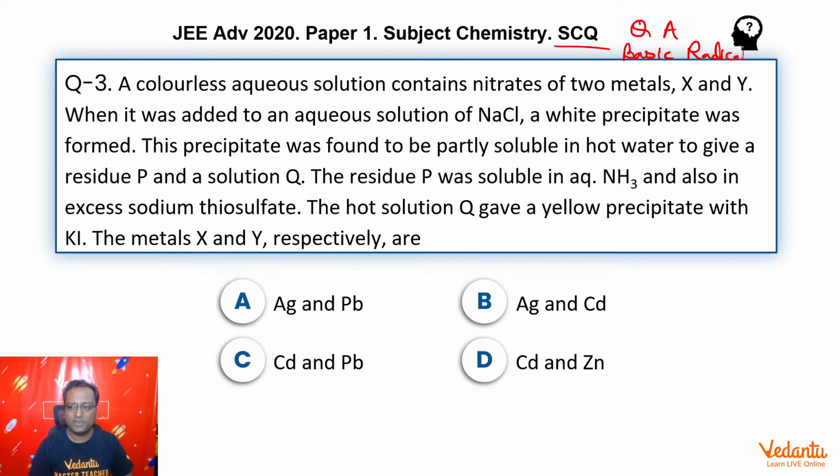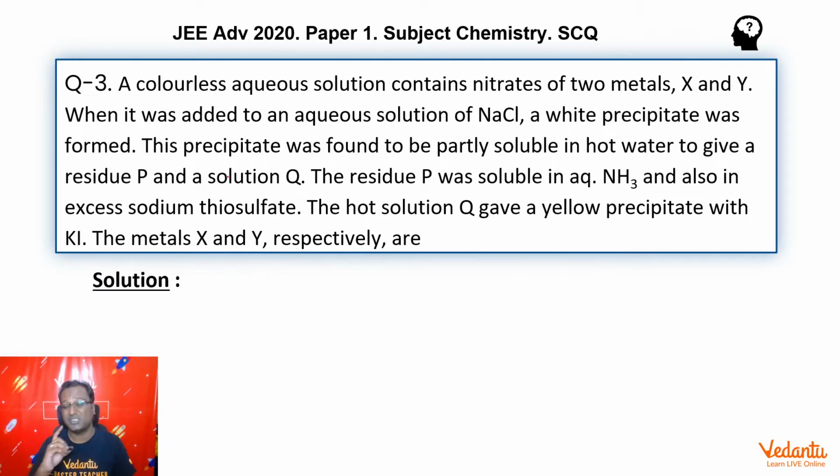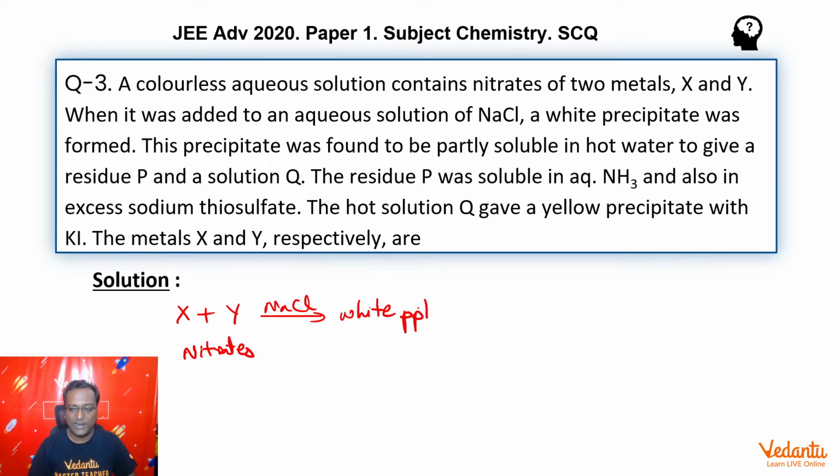Whenever you see such a question, the most logical way to go about it is to draw a reaction map out of the given information. So let's begin with that. We are given that X and Y are two soluble metal nitrate salts. When we add NaCl to them, we get a white precipitate. This white precipitate is partially soluble in hot water, as per the question.